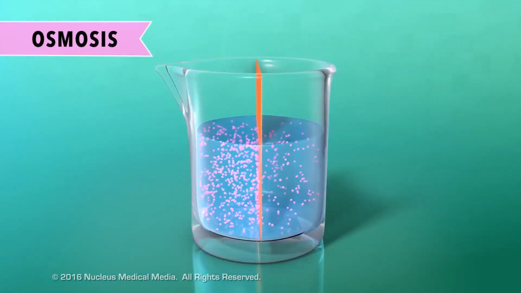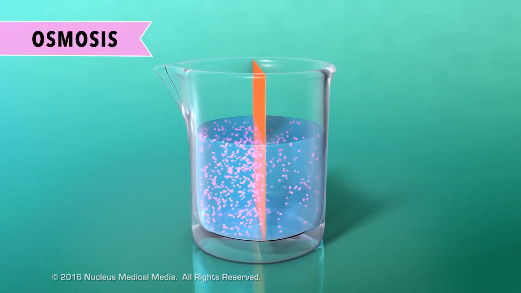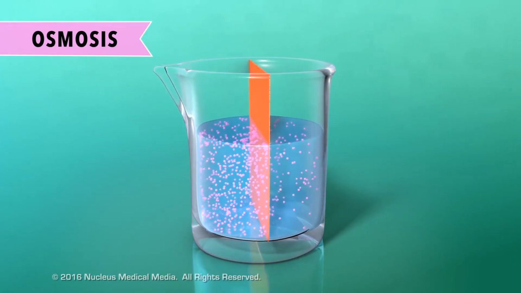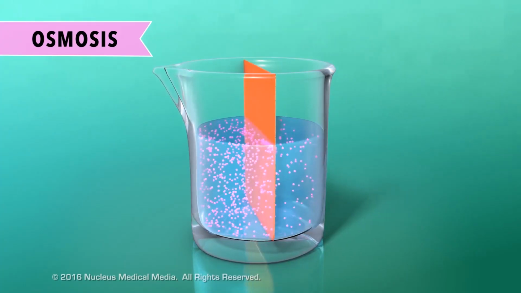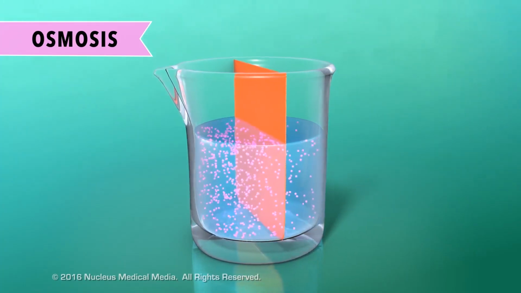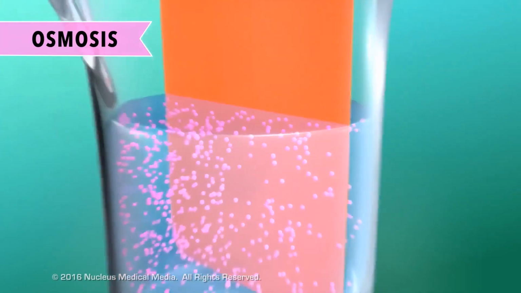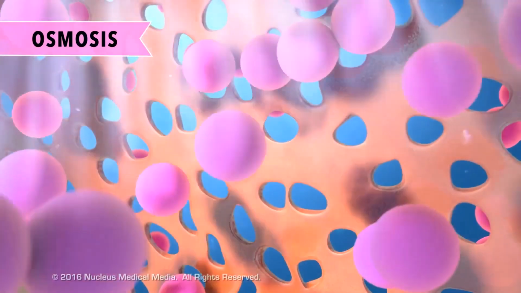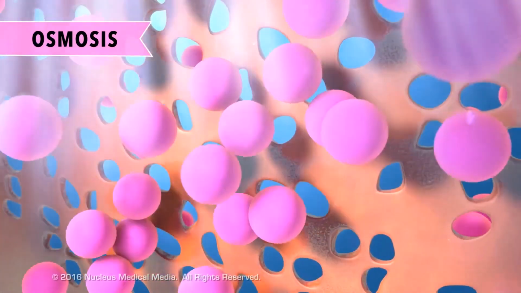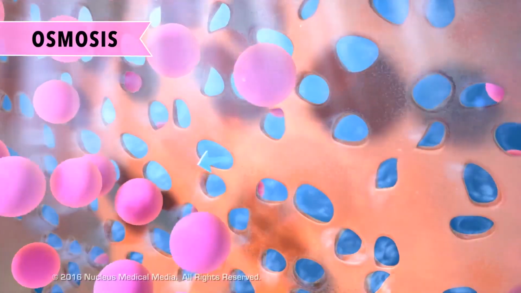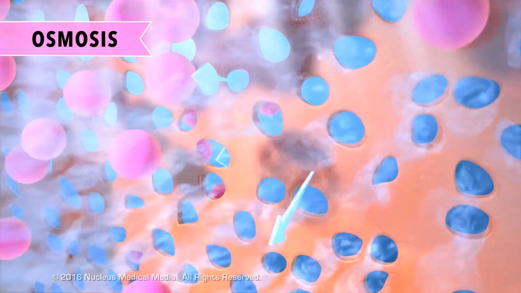Osmosis is diffusion that happens with water molecules. Let's look at another container in which the solvent is water, but the solute particles are larger. The membrane in this container has openings that are too small for the solute to move through, but water can pass through the membrane freely.